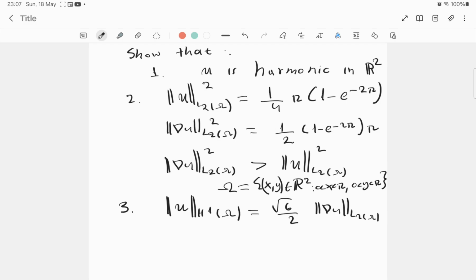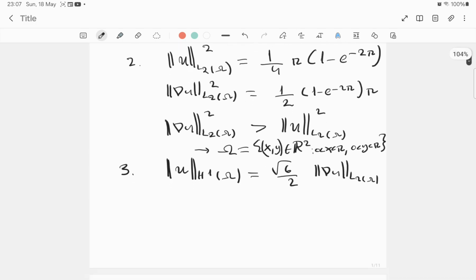The second question, you have to compute explicitly the L2 norm of u and its variation, where omega is a bounded region in the Euclidean space. This region omega is a bounded region in the two-dimensional Euclidean space. And finally, the third question, you have to show that the H1 Sobolev norm of the function is equal to a constant times the L2 norm of the variation of the function. This constant is square root of 6 divided by 2.